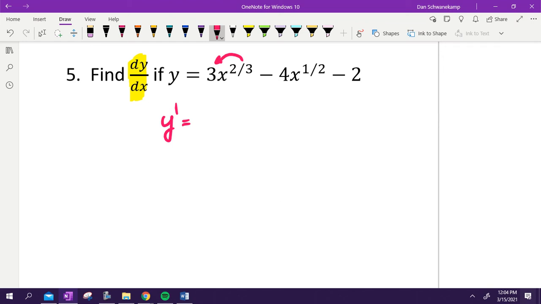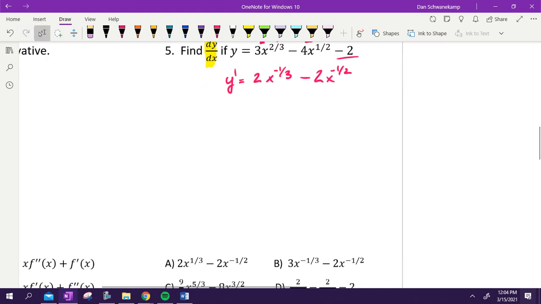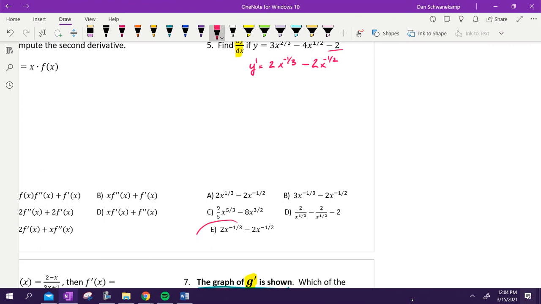If we're finding y prime here, you multiply by the exponent and subtract 1 from your exponent. We get this right here. We multiply by my exponent, we subtract 1 from my exponent, and we get that right there. What's the derivative of negative 2 going to get me? 0. So that's my answer. On this one, it's easy because it's right there.